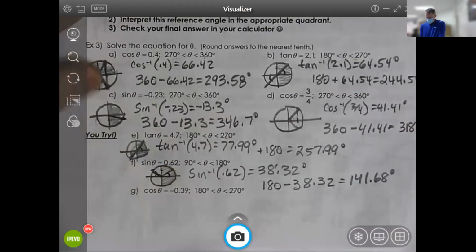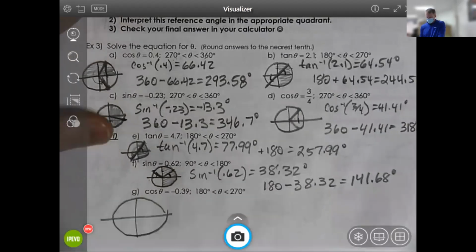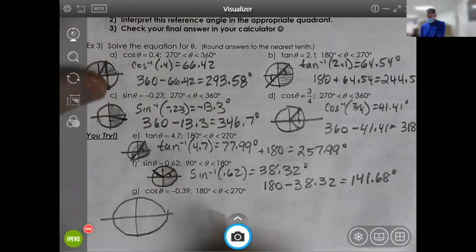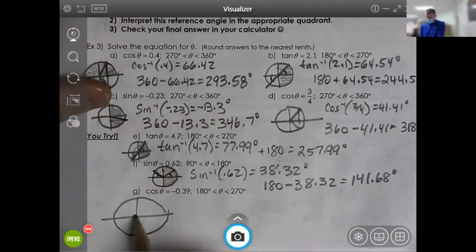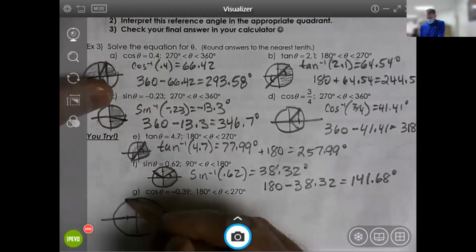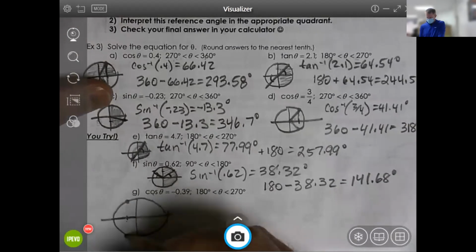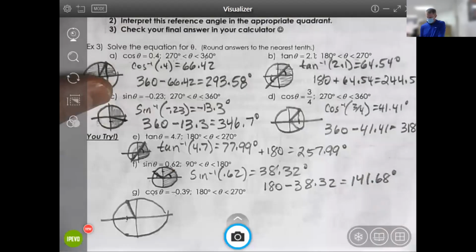All right, last one. Pause it if you think you have a good idea on how to do this, if you haven't already. Cosine is negative 0.39. So cosine are x values. So we go in the negative direction. This is what it looks like. You don't really need these drawings, but it can help. Negative 0.39 is approximately here. So that happens here, and that also happens here. If we use the calculator, we're going to get this answer like so.